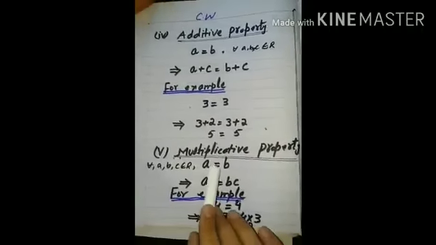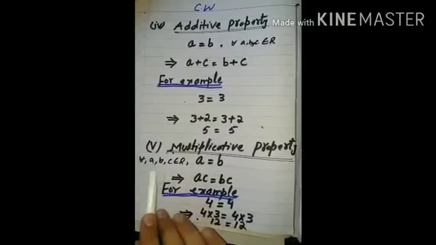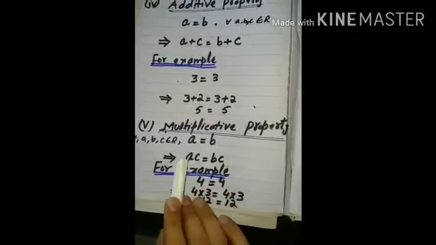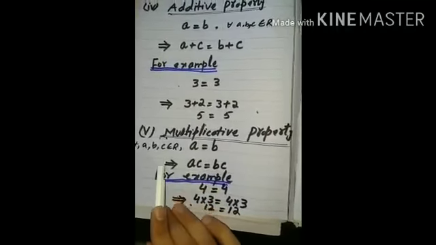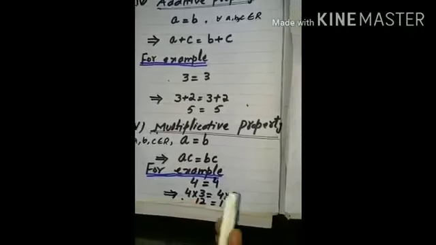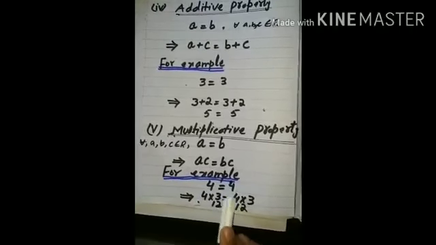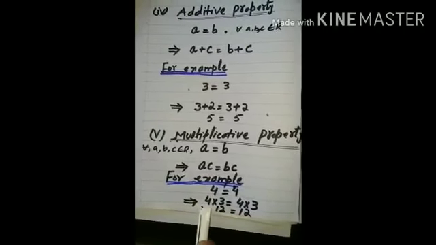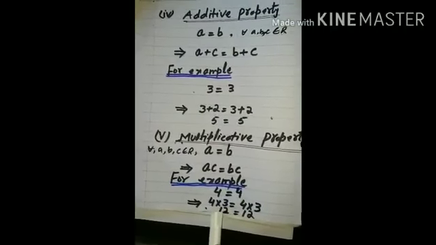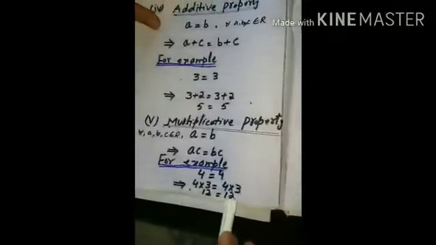Now the next property is the multiplicative property, and it says for all a, b, c belonging to R, where a, b, c are any three real numbers, if a is equal to b and I want to multiply by c on both sides of the equation, this equation still remains balanced. For example, 4 equals 4, these are two real numbers, and if I multiply both sides of this equation by 3, the equation still remains equal. You can see here 4 times 3 is 12 and 4 times 3 is 12.